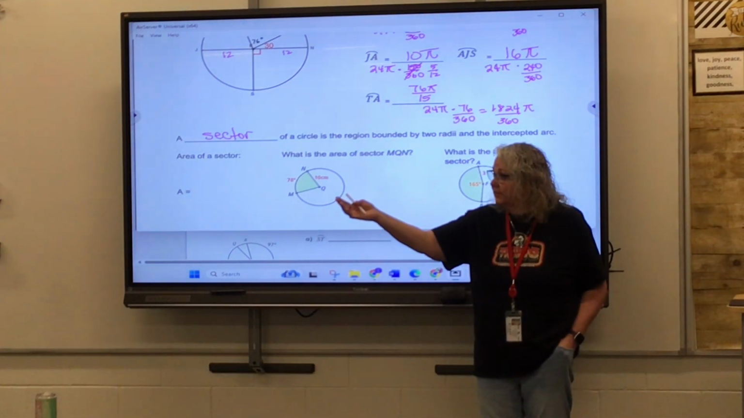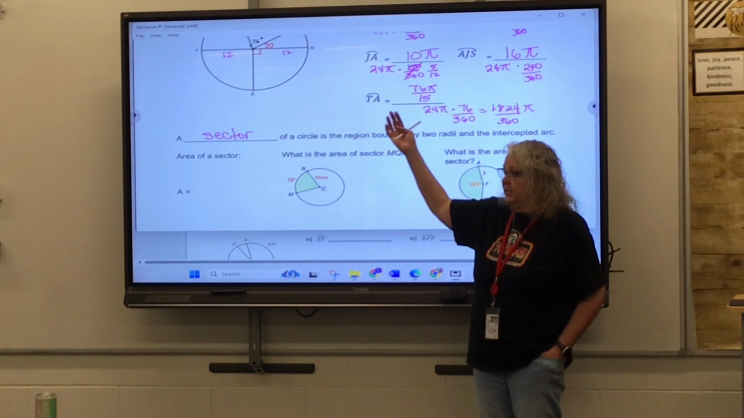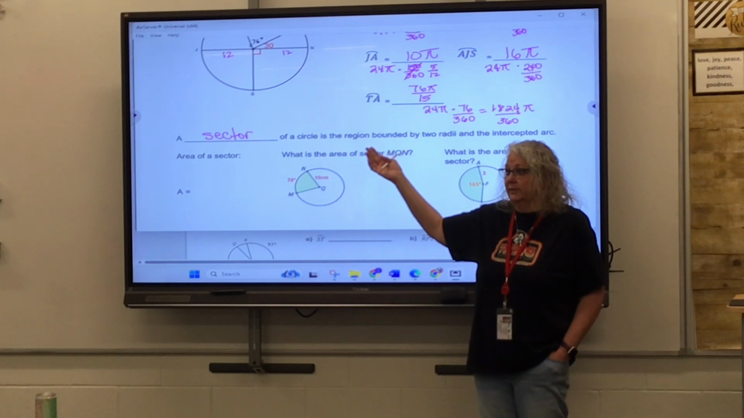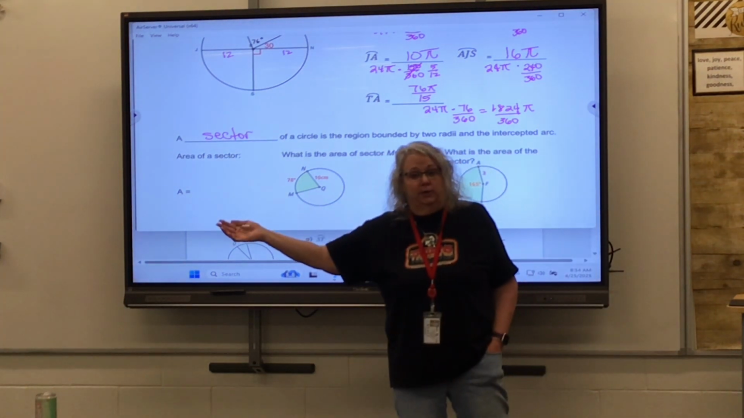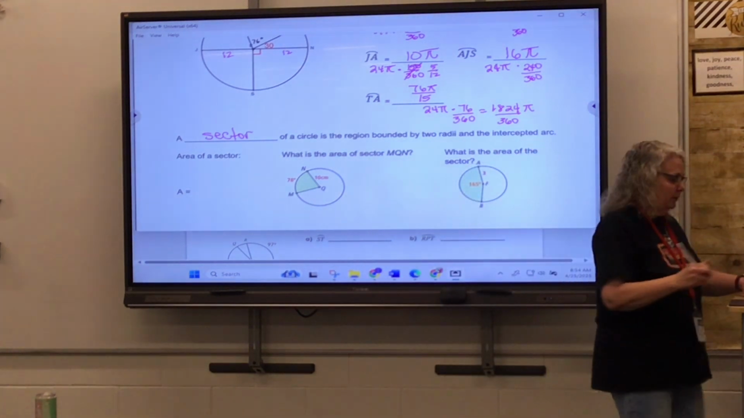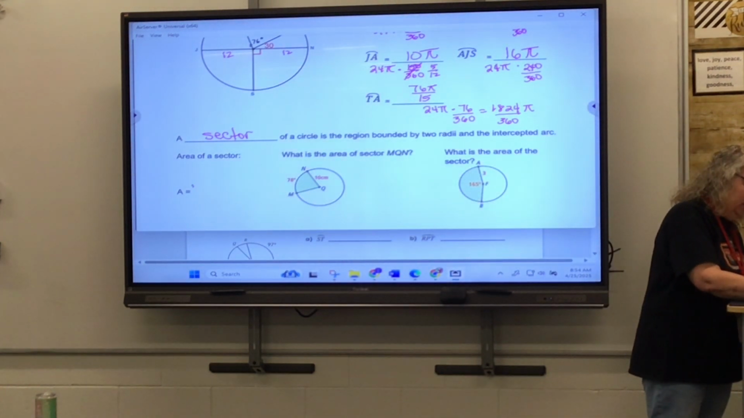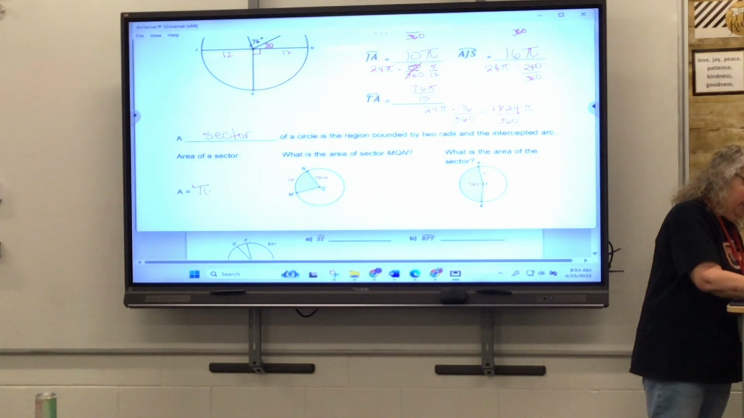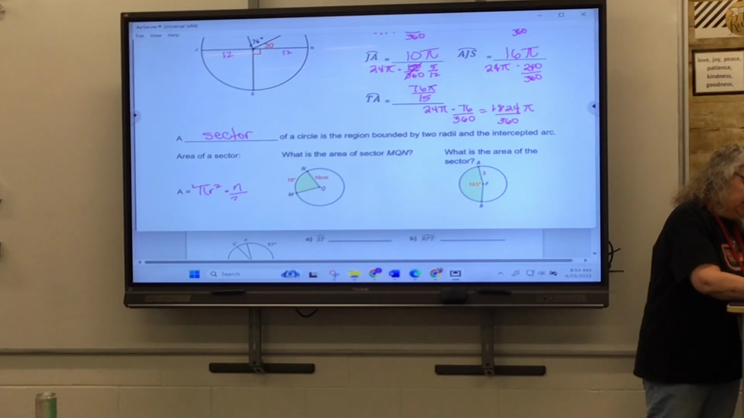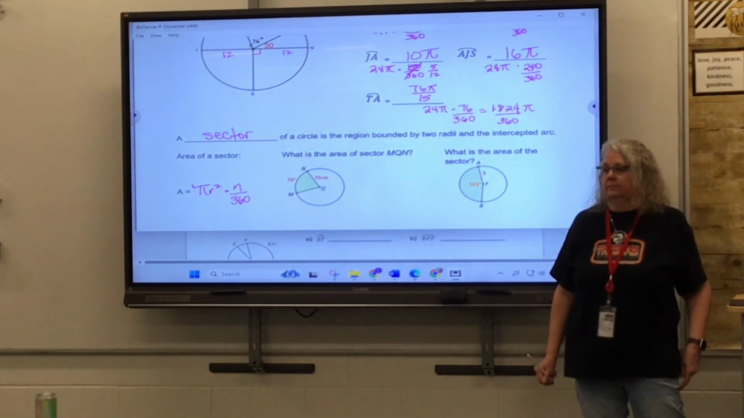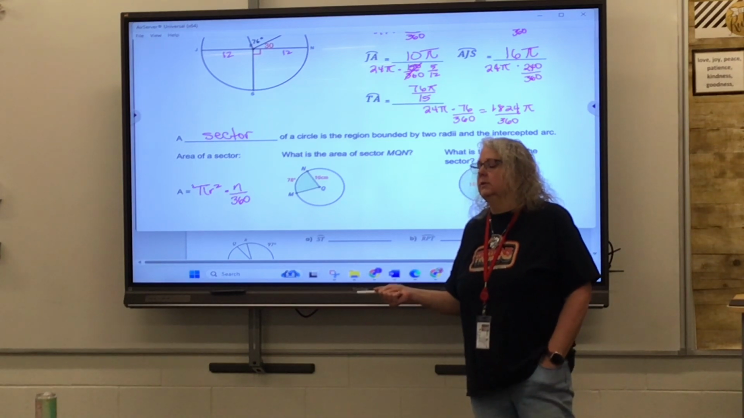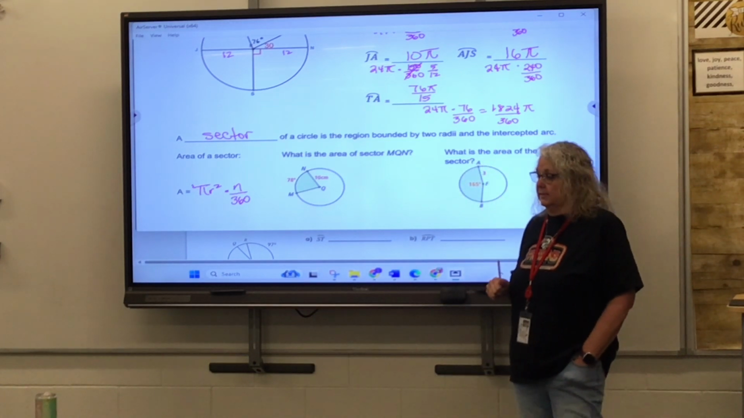We're going to do the same thing we just did, but instead of circumference, I'm going to do area. Instead of circumference times n over 360, I'm going to do area times n over 360. So my formula is area equals pi r squared, that's the area of the circle, times n over 360. It's the same thing as what we just did, except instead of circumference, we're doing the area.